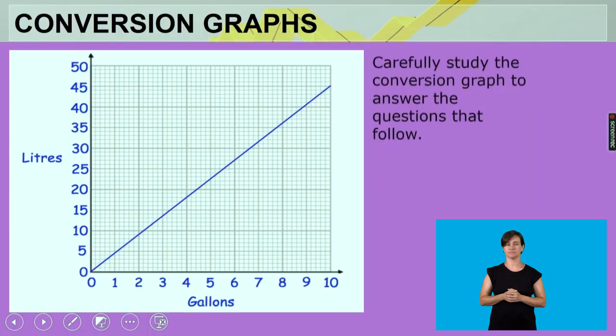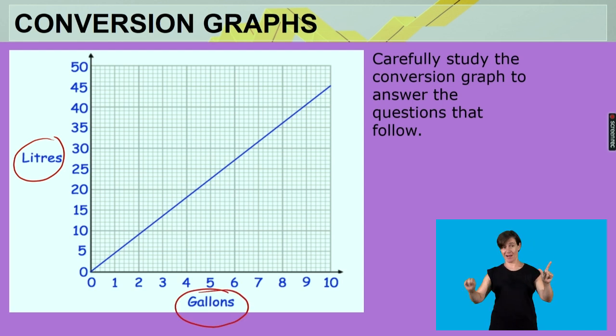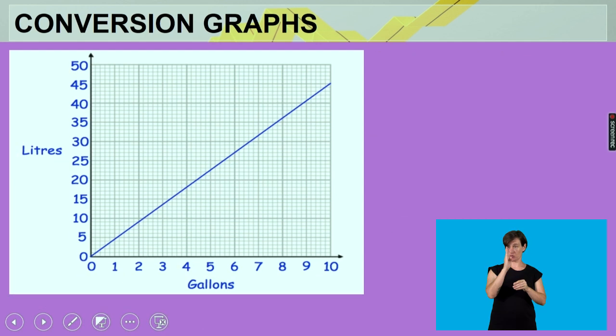Right. So here we are saying, carefully study the conversion graph to answer the questions that follow. Now let's see what our graph is all about. Here I have liters. Here I have gallons. Metric system versus your imperial system. There again we have a straight line that we'll use to convert. All right, now let's look at our first question.